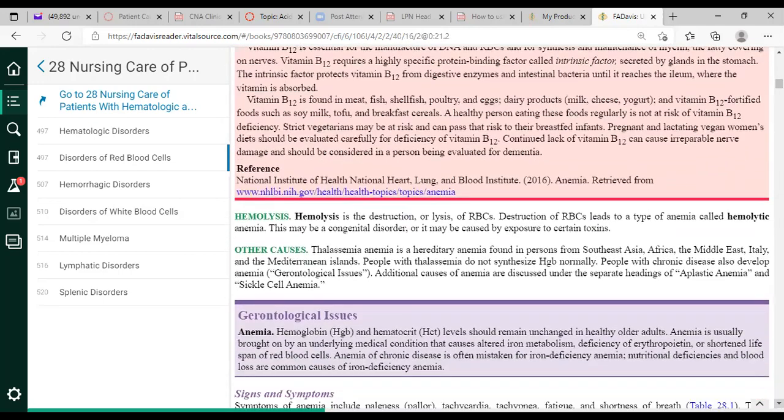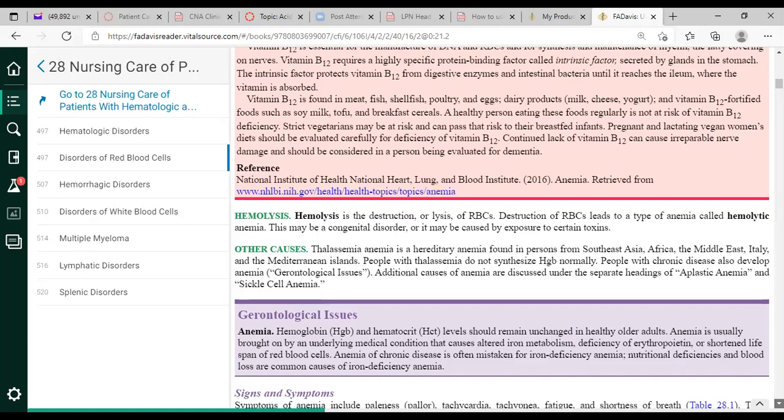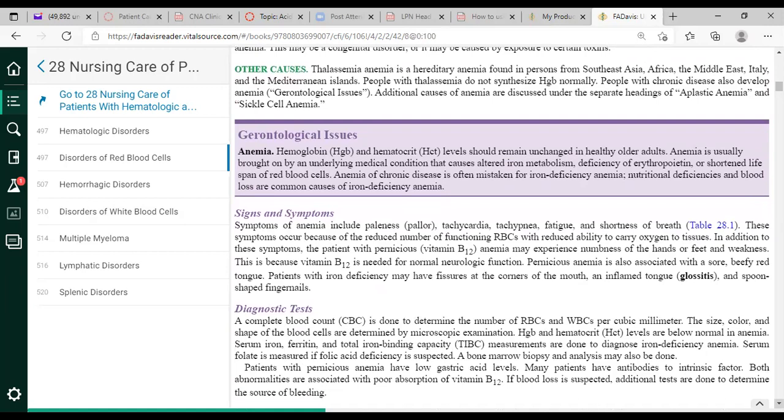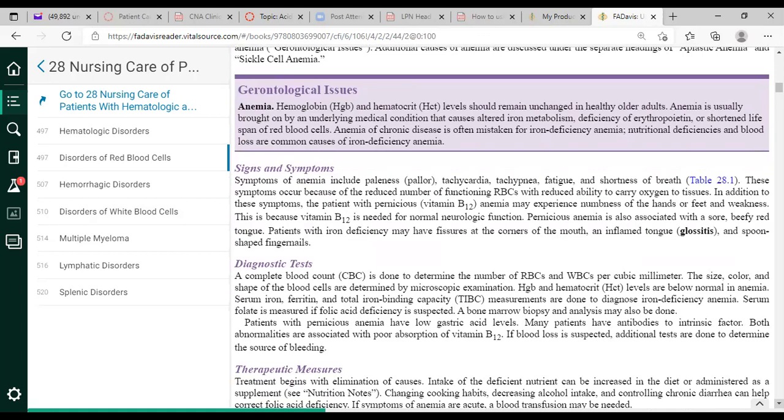It talks about hemolysis. Again, hemolysis is the destruction of red blood cells, which can result in anemia. There are multiple forms of anemia. You do want to familiarize yourself with pernicious anemia, which is caused by vitamin B12 not being able to be absorbed by the stomach. Patients who have portions of their stomach removed are at risk for vitamin B12 deficiency, which will contribute to pernicious anemia.